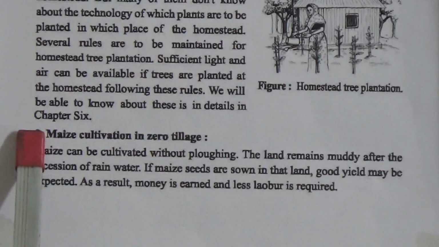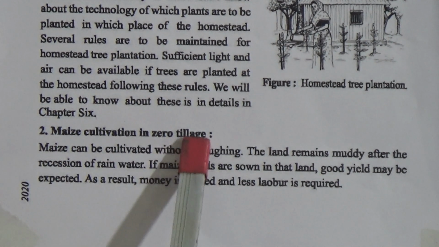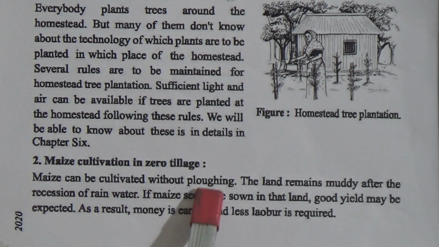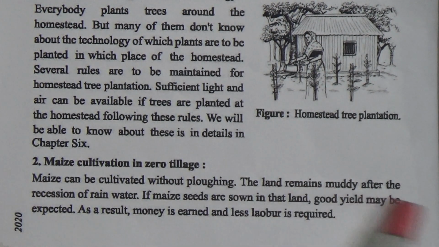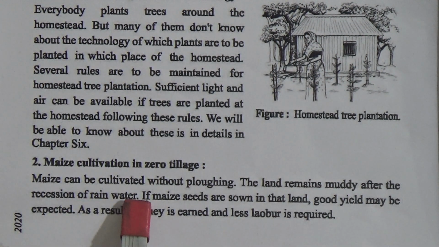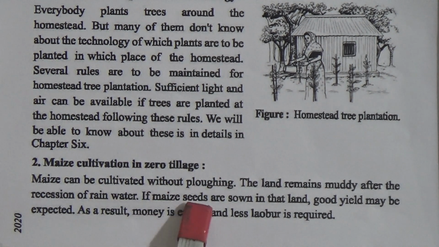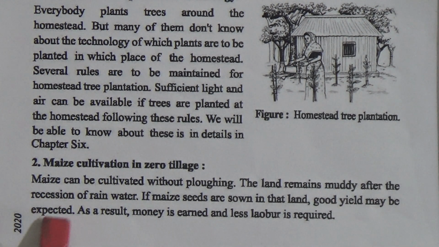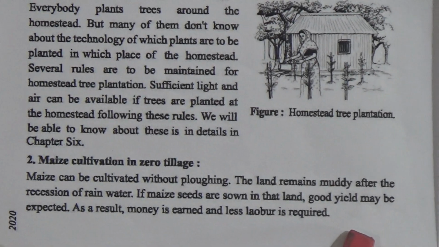Number 2 is maize cultivation in zero tillage. Maize can be cultivated without plowing. The land remains muddy after the recession of rainwater. If maize seeds are sown in that land, good yield may be expected. As a result, money is earned and less labor is required.